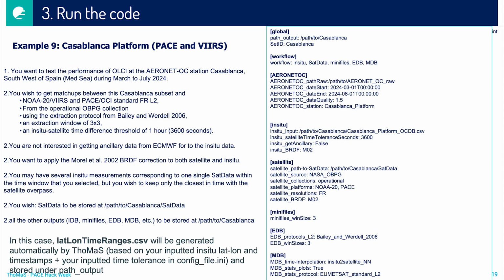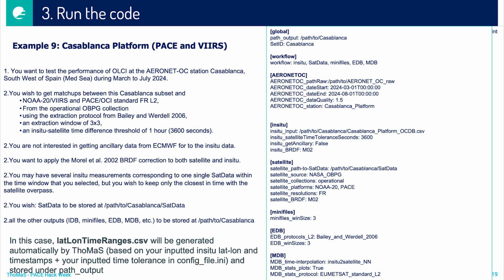I am just putting here an example of how it would run. So in this example that you will run in a while, we test this particular RNA-OC station during March to July 2024. In this case, ThoMas will download the RNA-OC data from the official RNA-OC website and transform it to the CBAS format so that it can be fed to the whole ThoMas workflow.